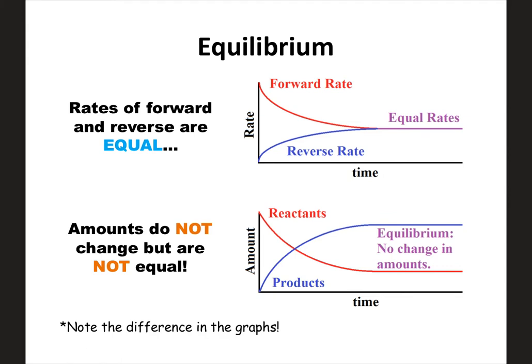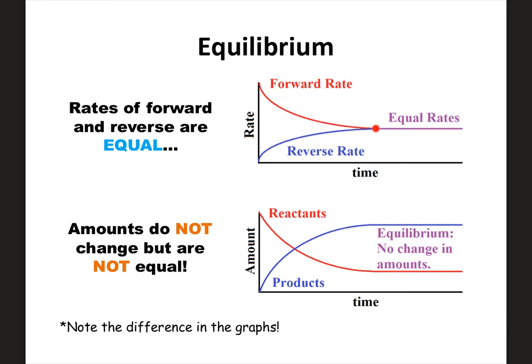Notice the difference here between these two graphs, okay? The top one is a graph of the rate versus time. As you start a reaction, you only have reactant molecules available, so the forward rate is going to be very high, and the reverse rate is going to be non-existent because you don't have any product molecules available to collide and react. And then over time here, the forward rate starts to decrease, and the reverse rate starts to increase.